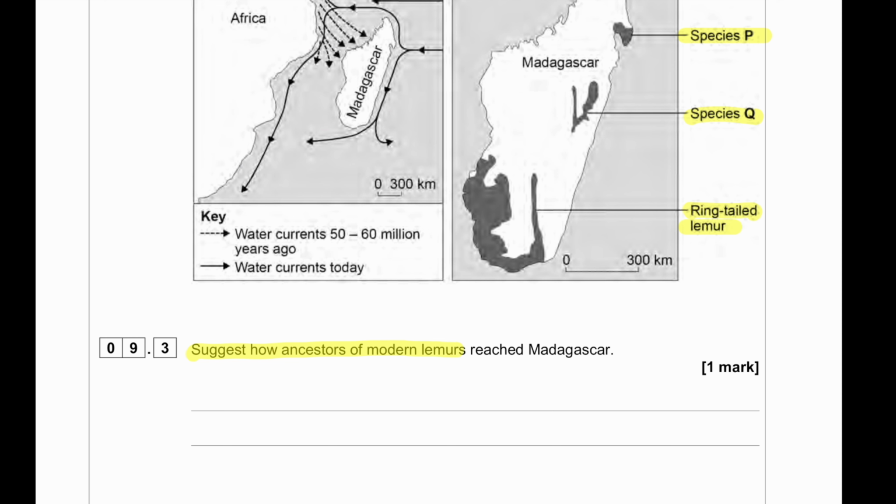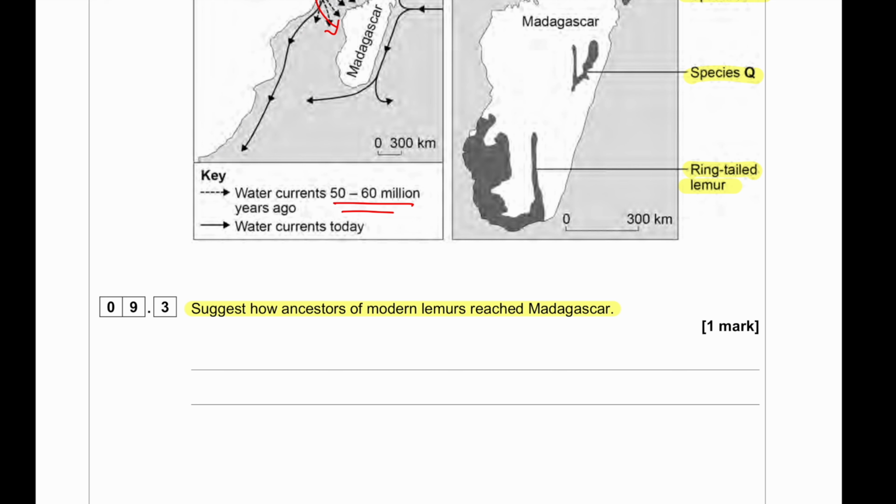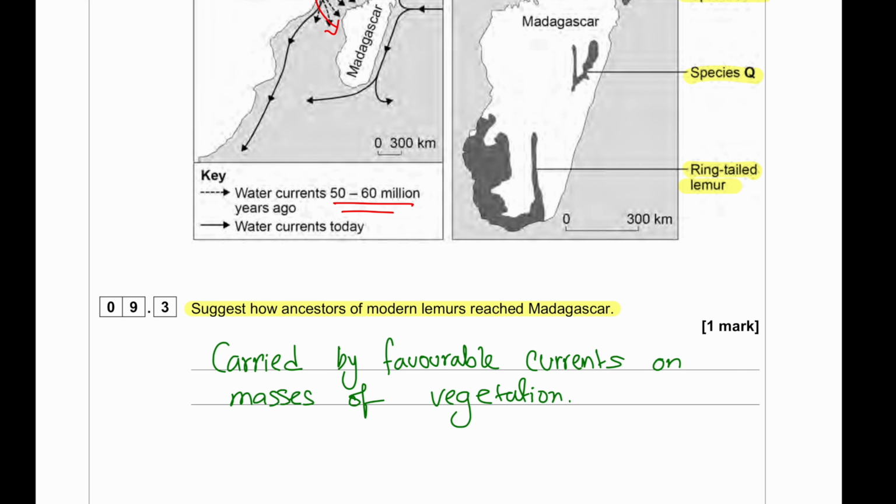Suggest how ancestors of modern lemurs reached Madagascar. We can see the water currents 50 to 60 million years ago. So they might have come from Africa. Because they say suggest, the answer can be that the lemurs might have been carried by favorable currents on masses of vegetation after a storm.